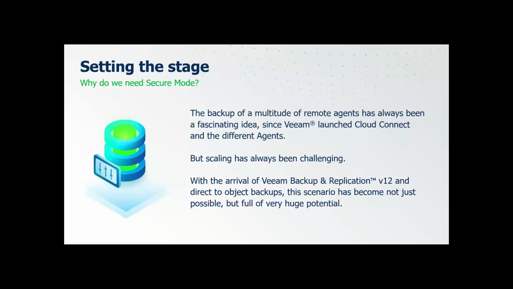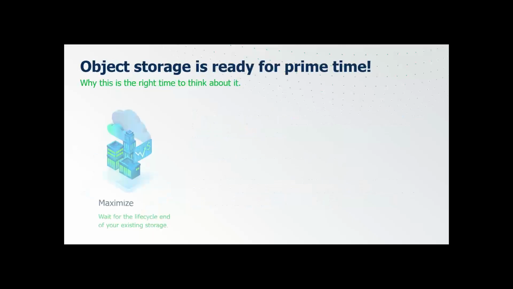But now, thanks to the arrival of Veeam Backup Replication version 12 and the option to do direct to object backup, which is that the agent can send data directly into the object storage without passing through the gateways, this scenario has become not just possible, but full of a very huge potential. Because if you think about the capability and the scaling that an object storage has, this can be inherited by Veeam and allow it to receive all this amount of data coming from all the remote agents.